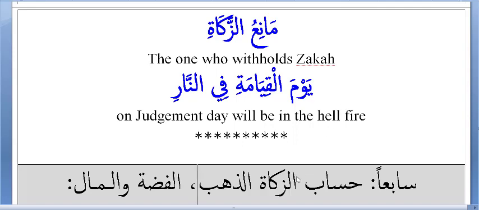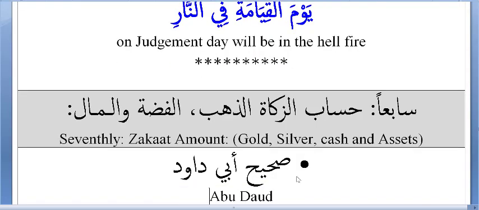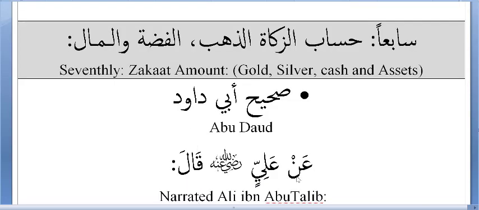Seventh: calculating the zakah on gold, silver, and money. The amount you should pay from the silver, from the gold, and the cash or assets.